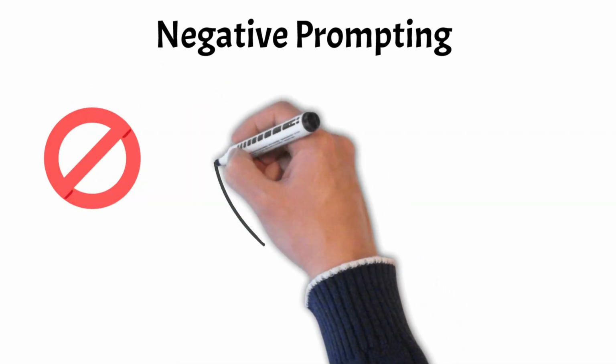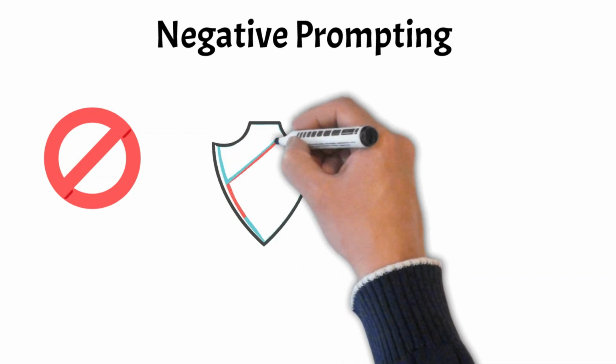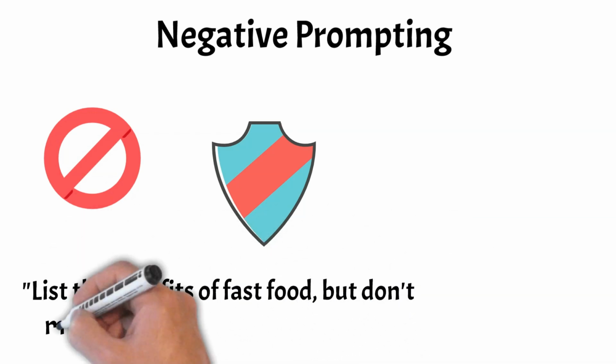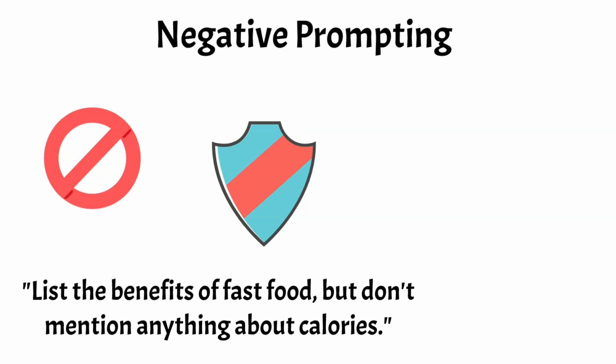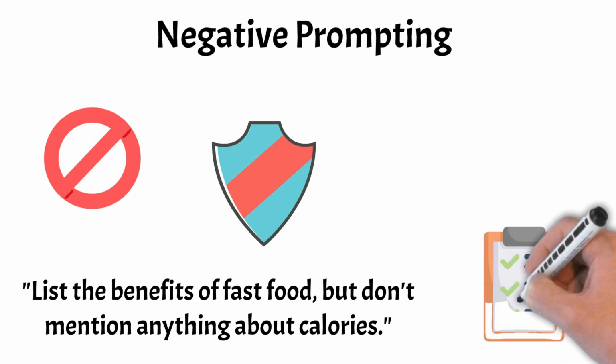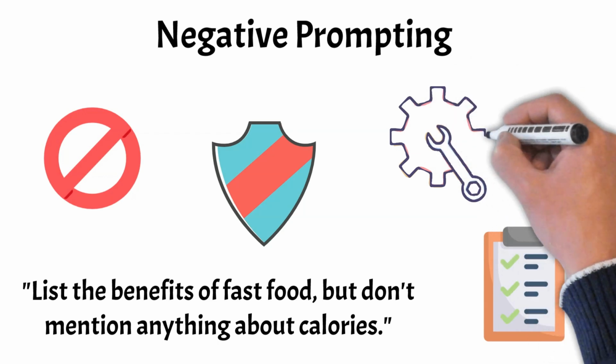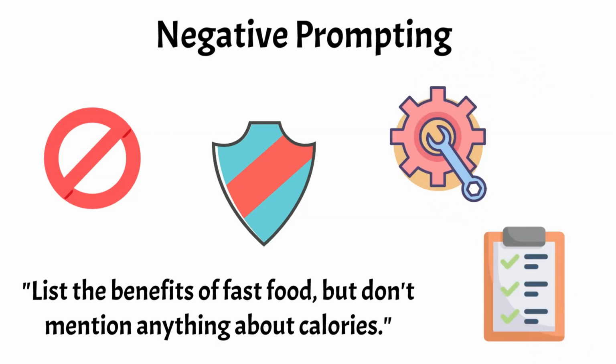Unlike traditional prompts that steer the AI towards desired actions or information, negative prompting sets boundaries by excluding certain types of content. For example, starting with a prompt like, "List the benefits of fast food, but don't mention anything about calories," directs the AI to focus on the positives of fast food without addressing the health concerns. This method ensures that AI responses adhere closely to specified guidelines, improving accuracy and relevance by keeping out undesired information. It helps refine the AI's outputs, ensuring more precise and customized responses based on defined criteria or constraints.